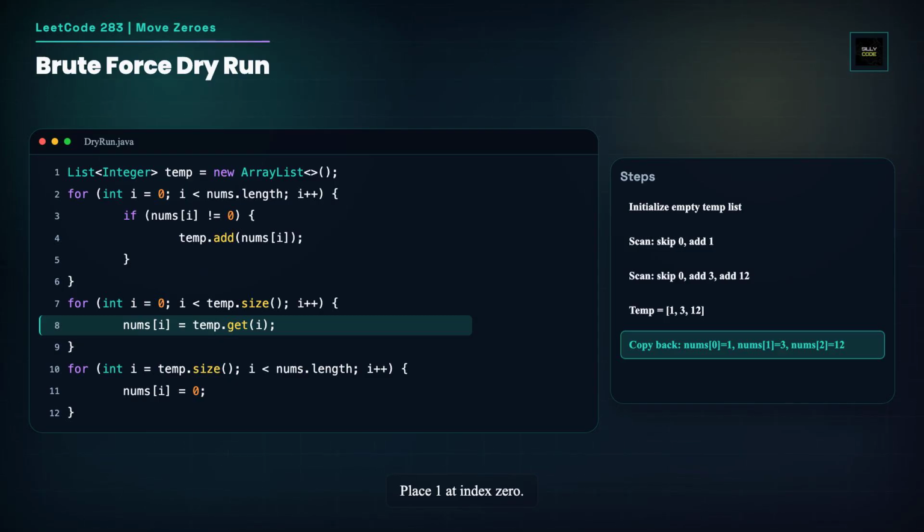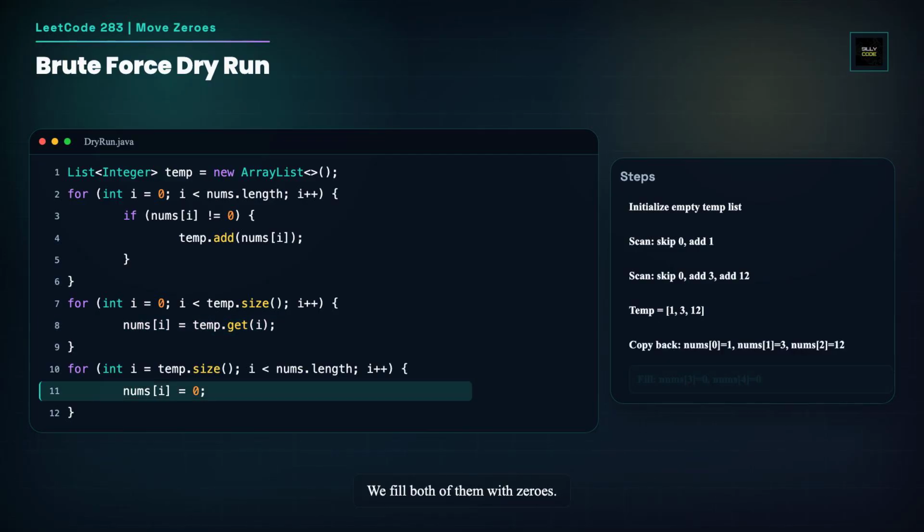We've copied every non-zero value. There are still 2 positions left, index 3 and index 4. We fill both of them with zeros. The final array becomes 1, 3, 12, 0, 0. That's exactly the output we expected. So the brute force solution works correctly.